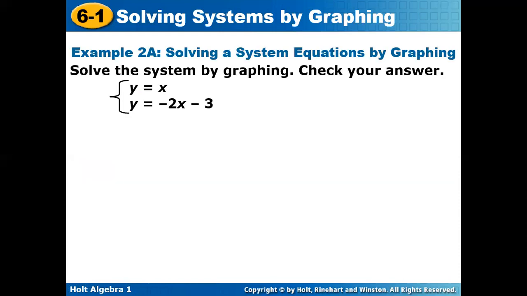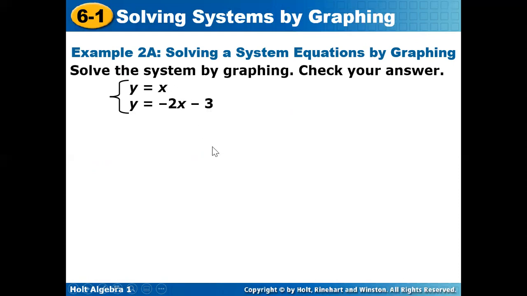Sometimes it can be hard. And if you have that problem, you can just substitute the point that you think it is into your equations and see if it does indeed satisfy both equations. So we're going to graph these equations, right? y equals x and y equals -2x plus 3.